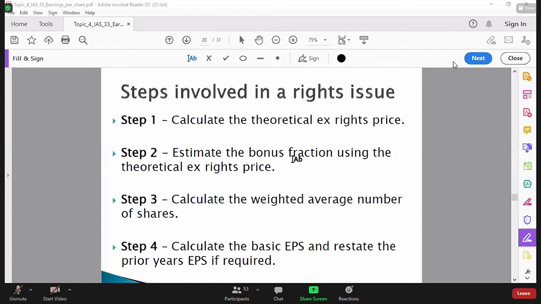And then you are to calculate the bonus fraction, which is very similar to the bonus fraction in the bonus issue just now. The bonus fraction, you need to multiply with the TERP. That's why it is important for you to calculate TERP first. And then on the TERP, you are to calculate the weighted average number of shares, if there is an announcement made during the accounting period. Number 4, then you calculate EPS. And then similarly, you have to restate the EPS. That will be the steps.